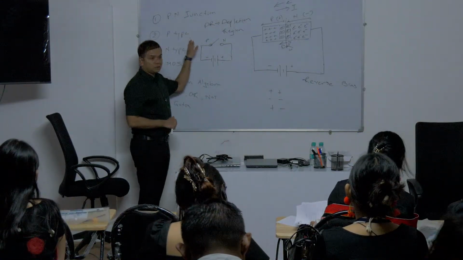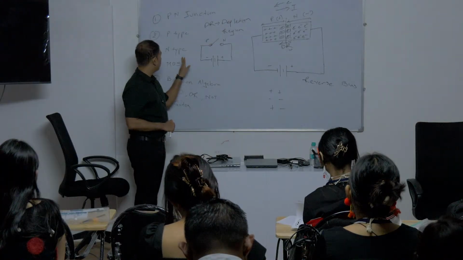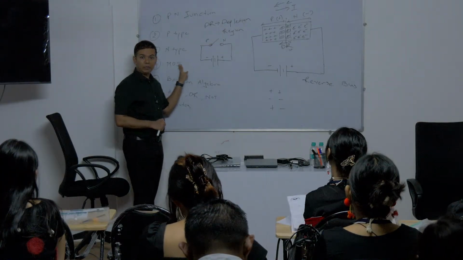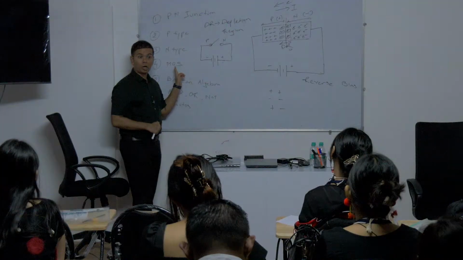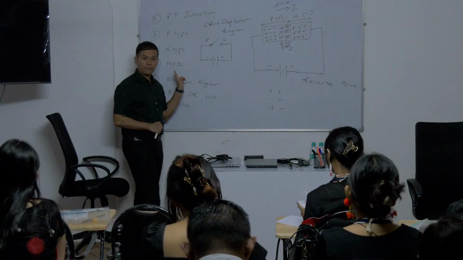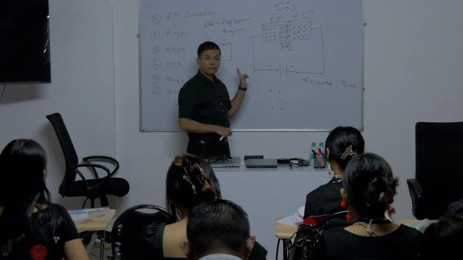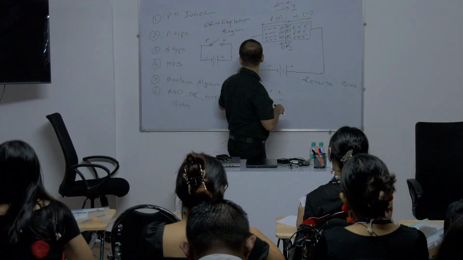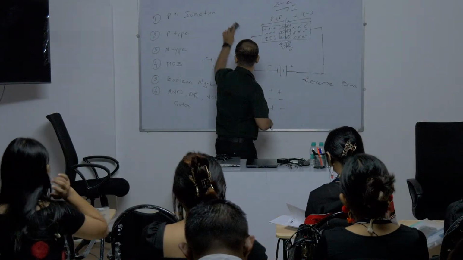Now we already know what a P-type semiconductor is and what an N-type semiconductor is, and then we also looked at MOS. What was MOS? Metal oxide semiconductor, right? So let us have a quick revision of what MOS was.